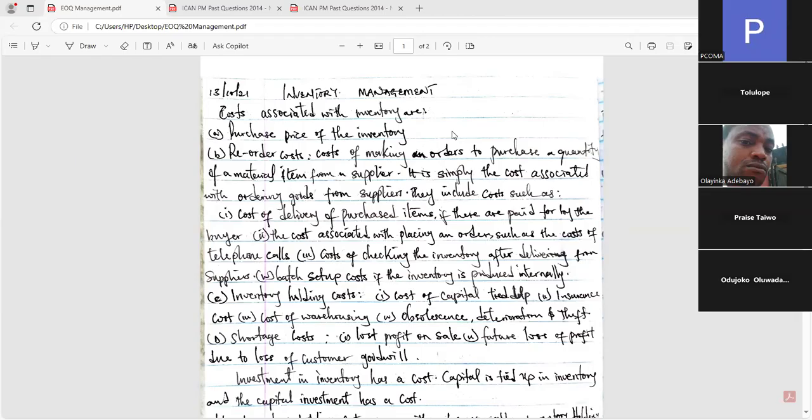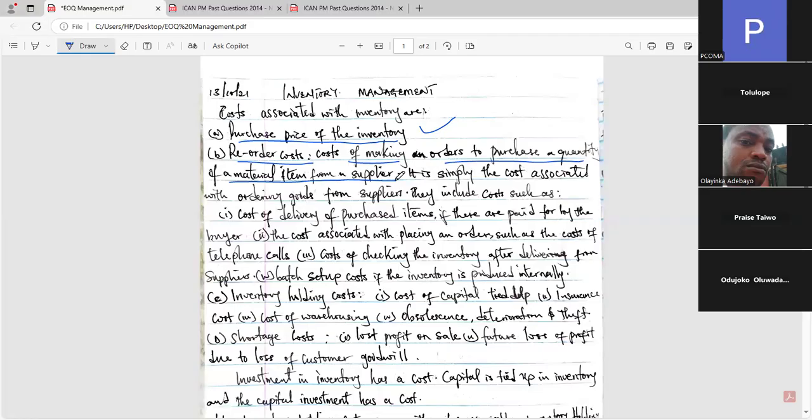Now, what you also need to understand is that the cost of an inventory comprises the purchase price of that inventory. That is the price that is stated in the invoice, the catalog, okay, the invoice price. Okay, this inventory costs so much. That's what we mean by the purchase price of that inventory. Number 2 is the reorder cost. That is the cost of making the order to purchase a quantity of material items from a supplier. Now, for you to order inventory from your supplier, you will incur cost, even if many of you do not know that the mail you are sending is a cost.